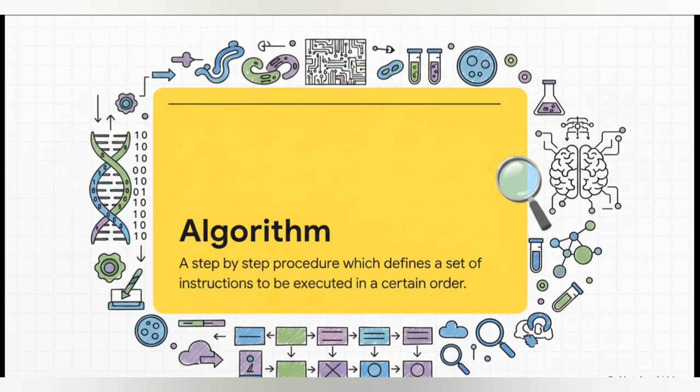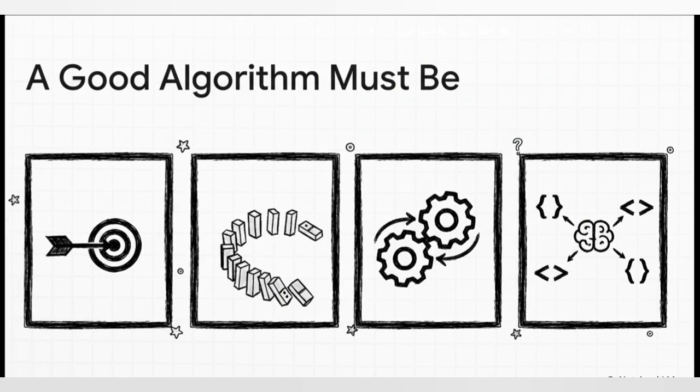The algorithm is that list of instructions you follow to get the exact same correct result every single time. But not all recipes are created equal. A good algorithm has to be crystal clear. There's no room for guessing. It also has to eventually end. You can't have an infinite cake recipe, right? It has to be feasible too.